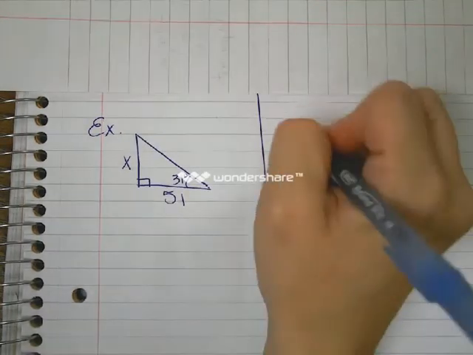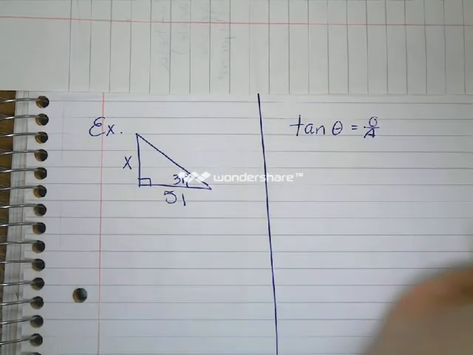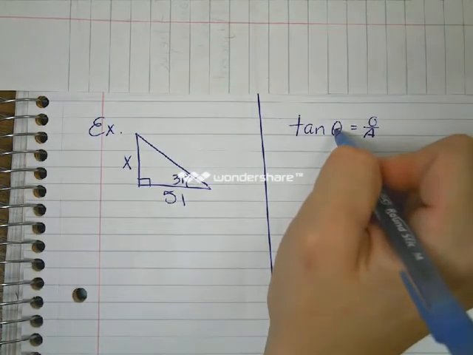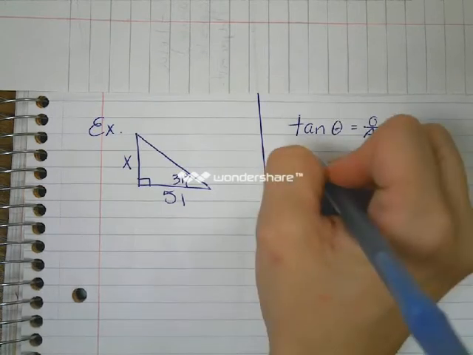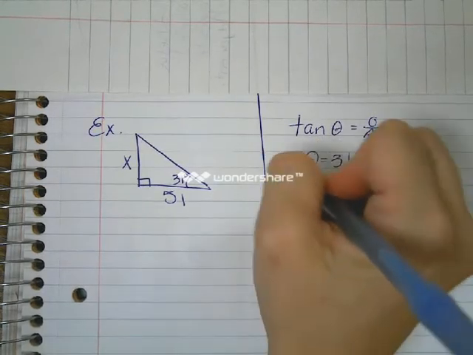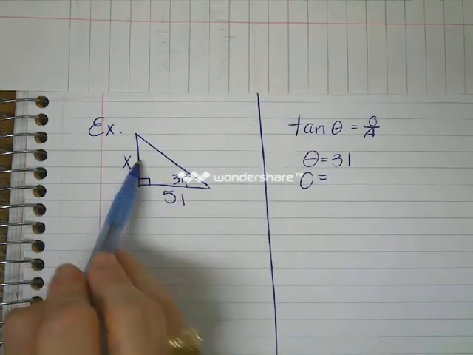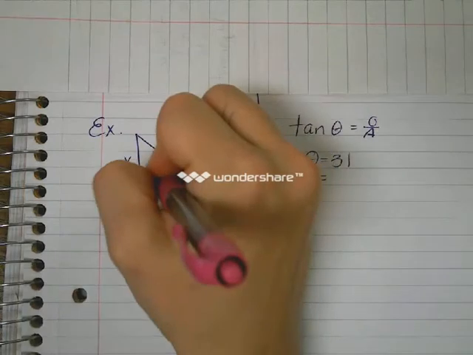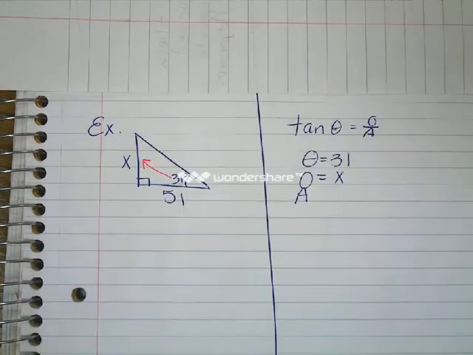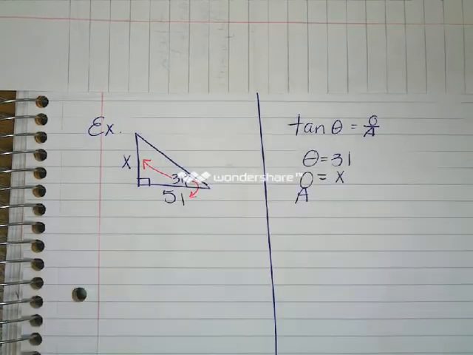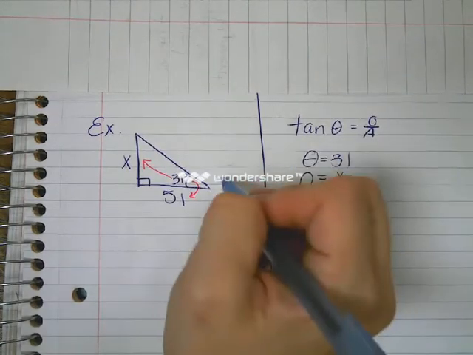The formula is tangent of theta equals opposite over adjacent. In this case, what is my angle? What is my theta? My theta is 31. Which one is my opposite? Out of these two, which one is opposite of the angle? Opposite of the angle would be x, and adjacent would be 51. In this case, there's nothing on the hypotenuse.